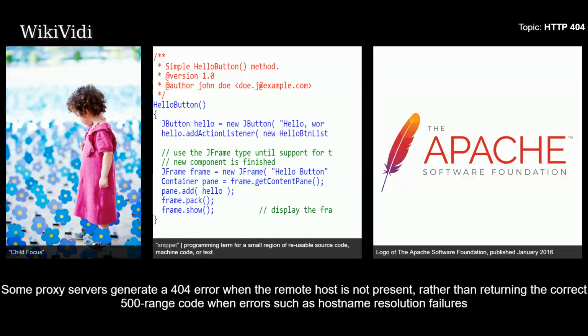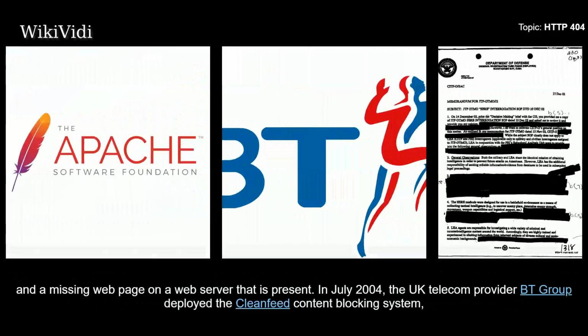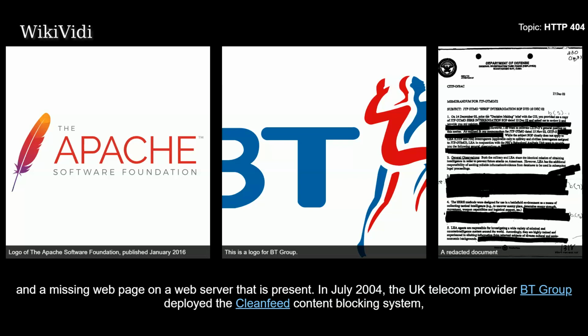Some proxy servers generate a 404 error when the remote host is not present, rather than returning the correct 500 range code when errors such as hostname resolution failures or refused TCP connections prevent the proxy server from satisfying the request. This can confuse programs that expect and act on specific responses, as they can no longer easily distinguish between an absent web server and a missing web page on the web server that is present.